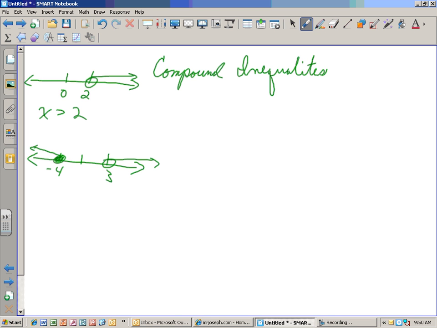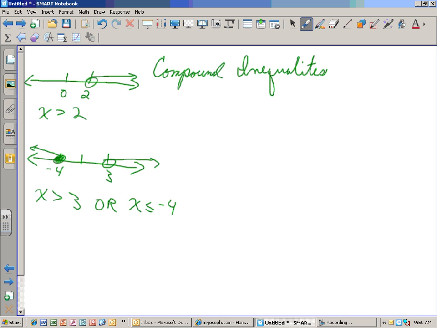So if you see a problem like this, the solution is x values could be greater than 3 or, and that's an important word, that word or, x is less than or equal to -4. It can't be and, because you can't have a number that's greater than 3 and also less than -4. It's one or the other.